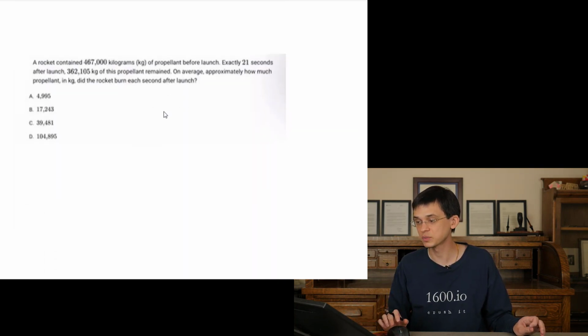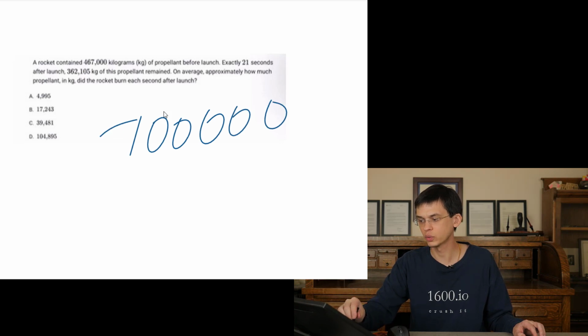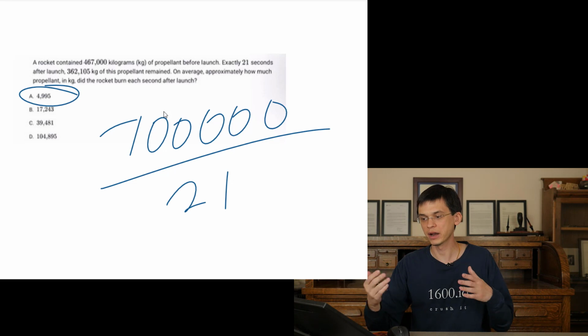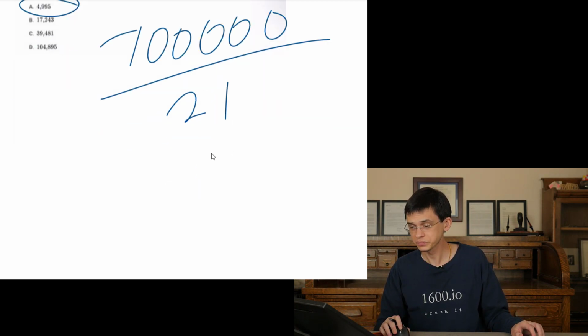A rocket contains this much propellant. 21 seconds after, this much is left. So it looks like we've lost roughly 100,000 over 21 seconds. So when they're asking what's the amount of propellant that we burned after each second, it's closest to about 5,000 per second.